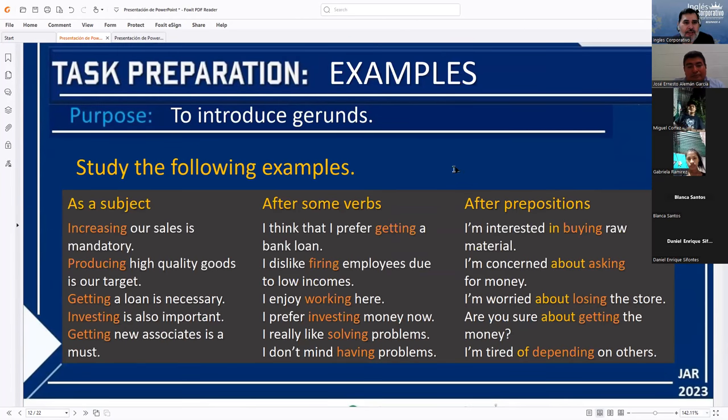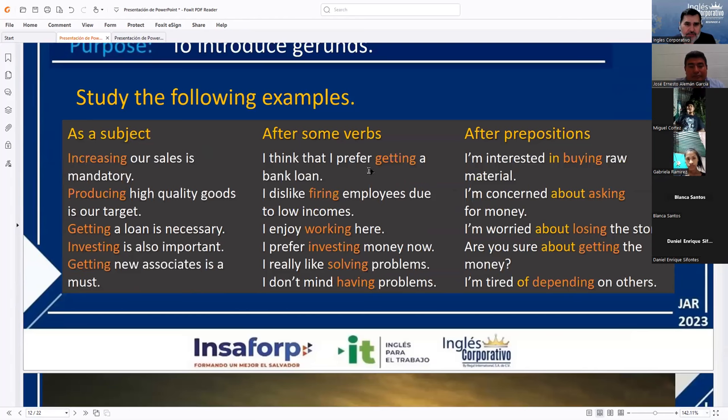Let's see that. We continue with the gerund. Check over here: as a subject, after some verbs, and after prepositions. Let's check them out. Increasing our sales is mandatory. Producing high quality goods is our target. Getting a loan is necessary. Investing is also important. Getting new associates is a must. Teacher, what is a must? An obligation. Getting new associates is an obligation, right?